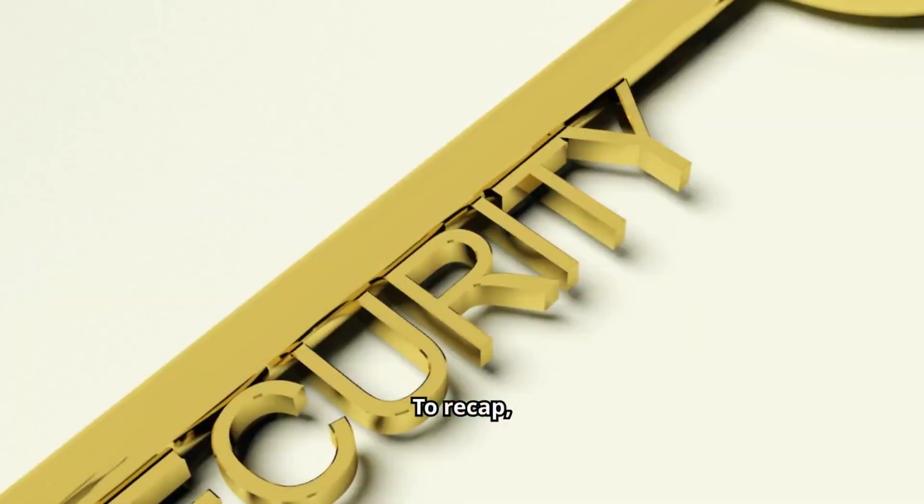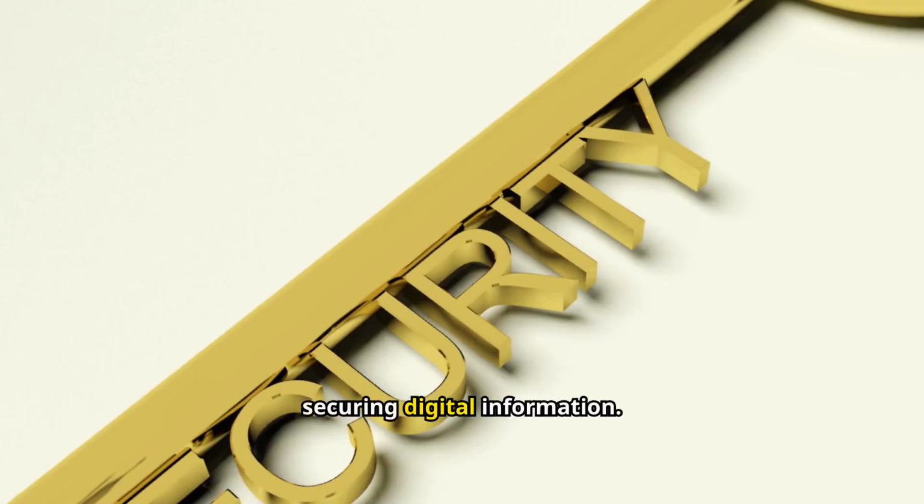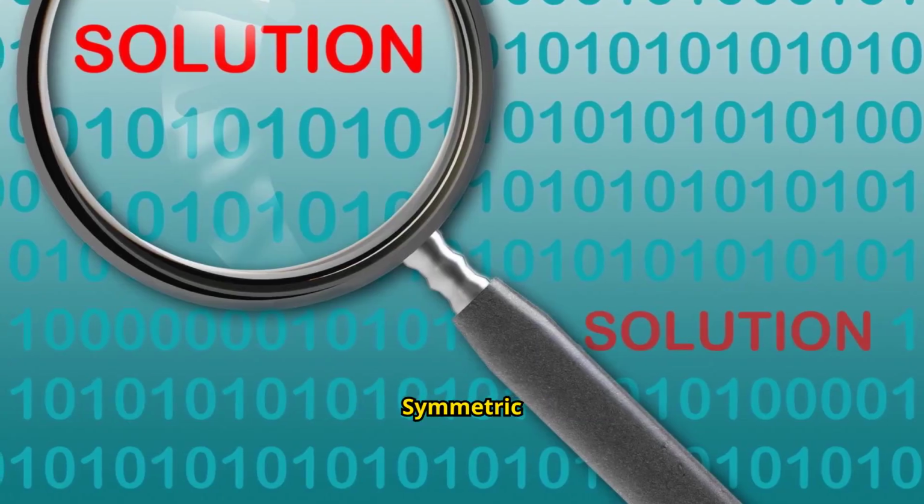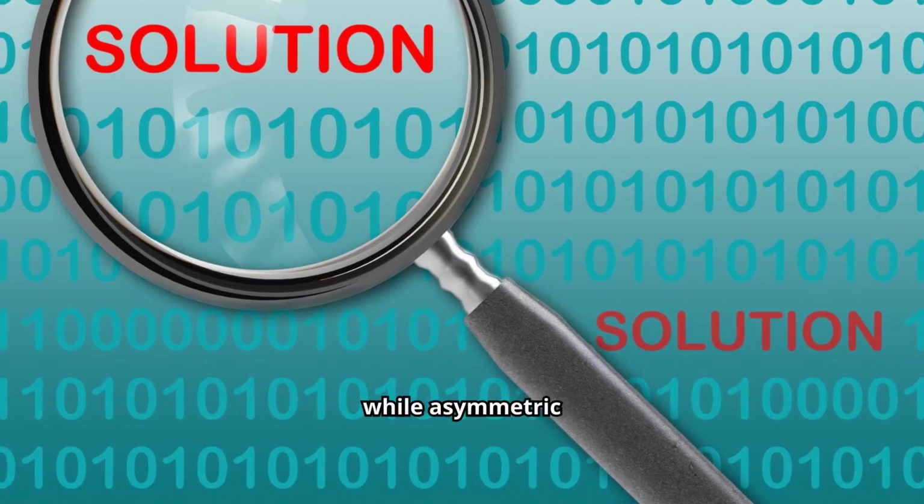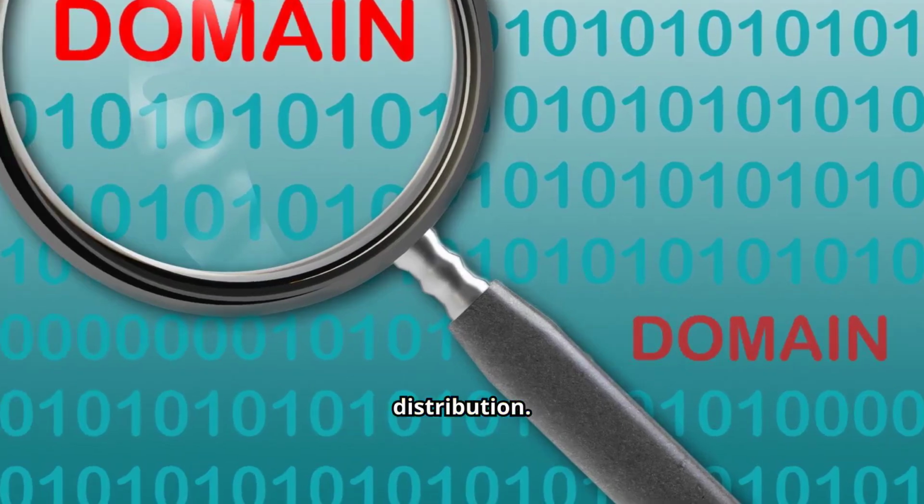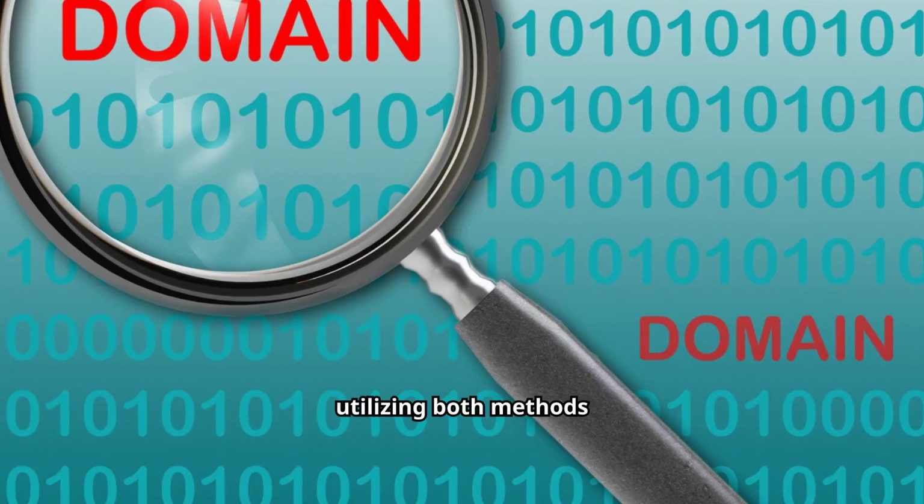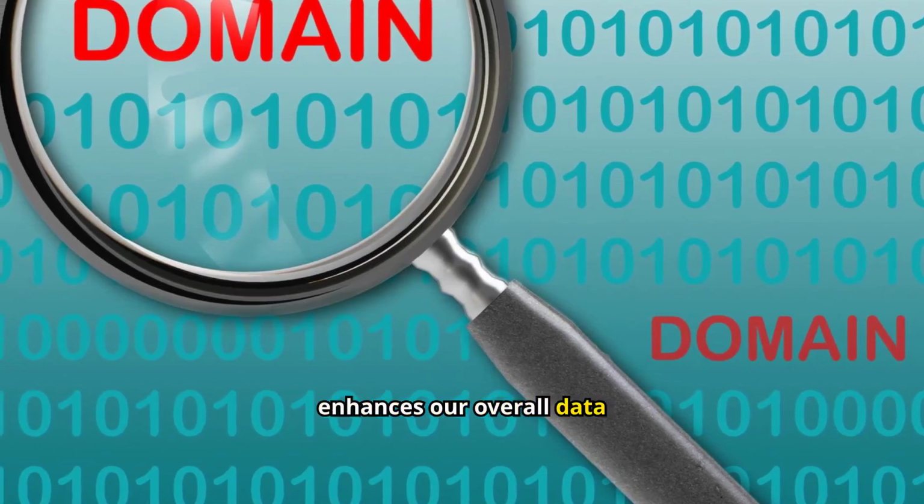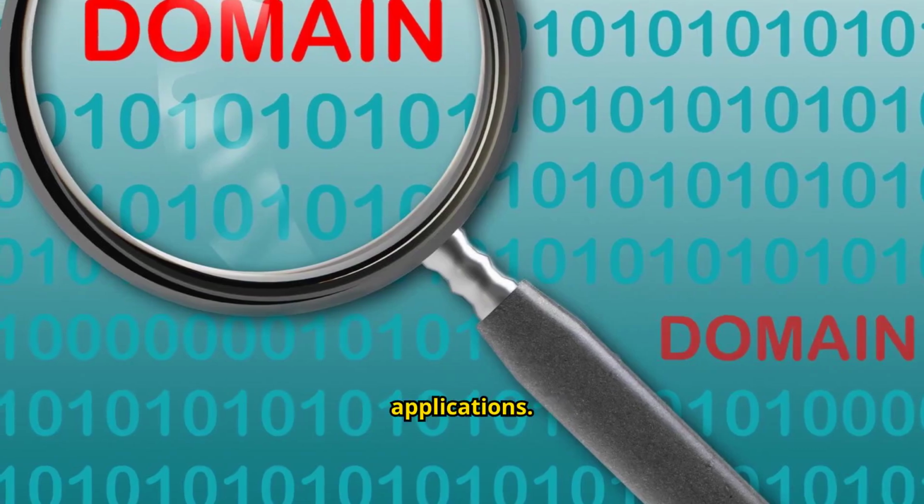To recap, encryption is vital for securing digital information. Symmetric encryption offers speed, while asymmetric encryption provides secure key distribution. Understanding and utilizing both methods enhances our overall data security in various applications.